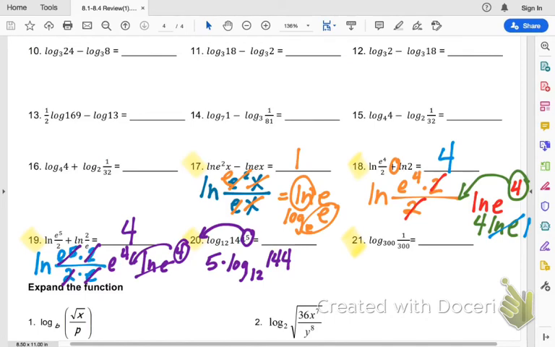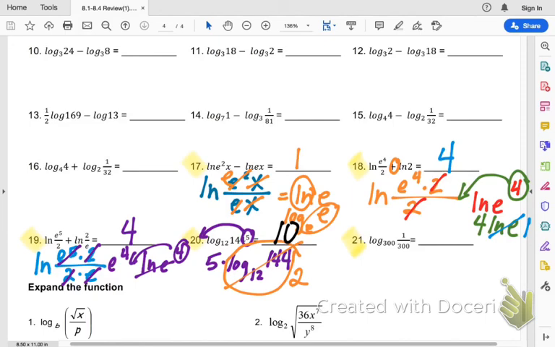Now I've just been looking over some people's answers, and I'm seeing that some people are saying that log base 12 of 144 is 12. And that's not true, because 12 times 12 is 144. I have to think, what power do I raise 12 to get to 144? And the answer is 2, because 12 squared is 144. So this simplifies to be 2. Then I would have 5 times 2, which would give me an answer of 10.